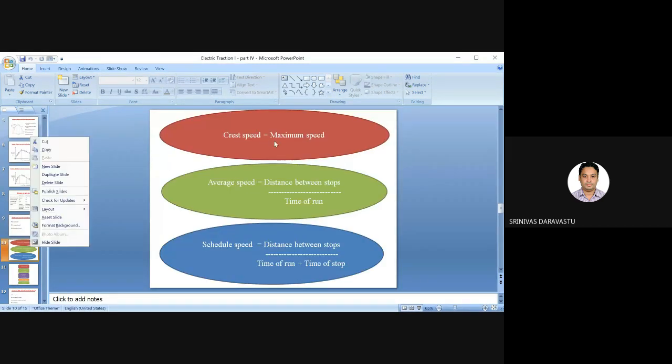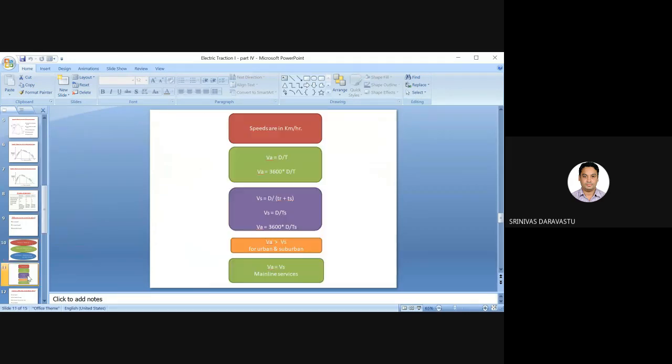Now crest speed is nothing but it is a maximum speed. Now average speed is equals to total distance traveled by the train or distance between the stops by time of run. Now the scheduled speed is equals to distance between the stops by time of run plus time of stop. So generally the speeds are in kilometers per hour. Now VA equals to D by T, total distance traveled by the train by time of run. So we can write average speed is equals to 3600 into D by T.